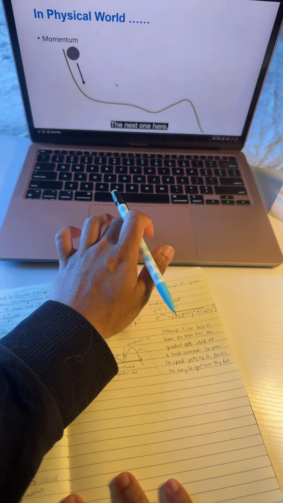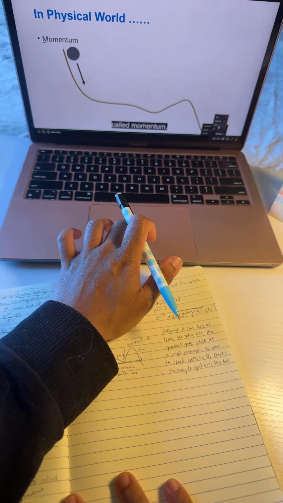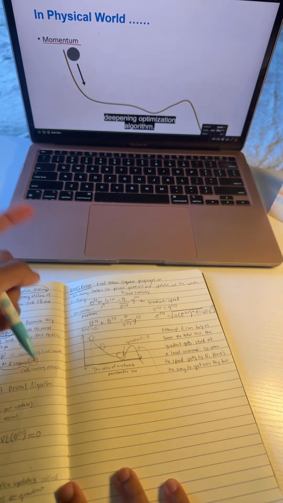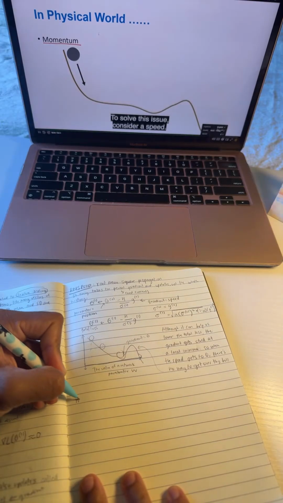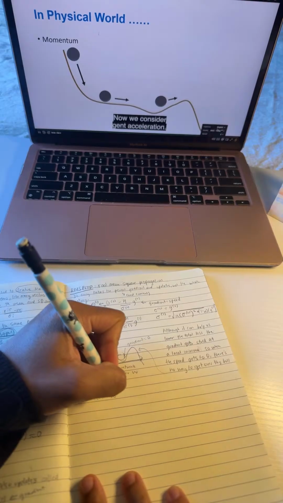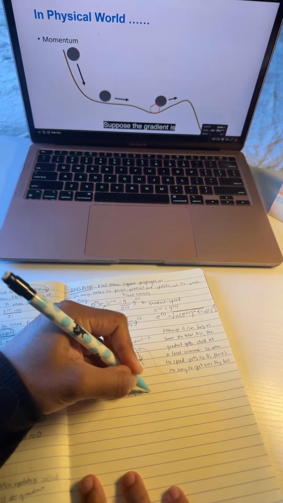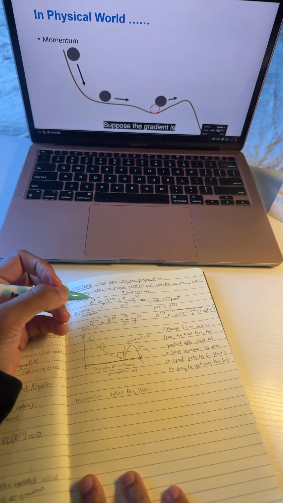Okay, so the next one, here we want to introduce the idea called momentum. Momentum is another deep learning optimization algorithm to solve this issue. So instead of considering the gradient as a speed, now we consider the gradient as acceleration. So suppose we are here. Now think about the gradient. Suppose here the gradient is 0.